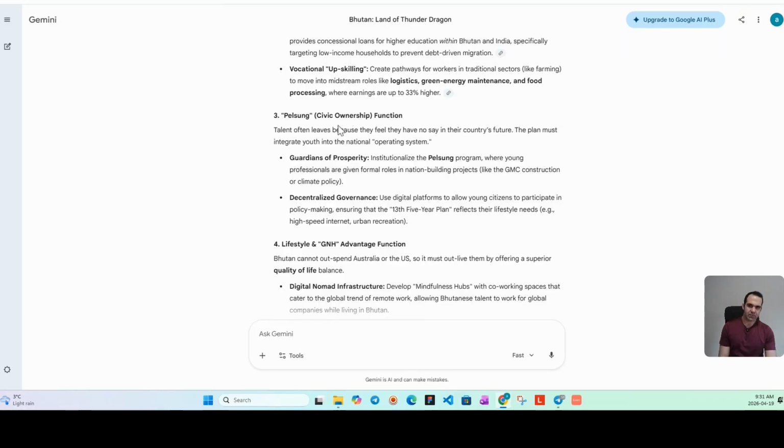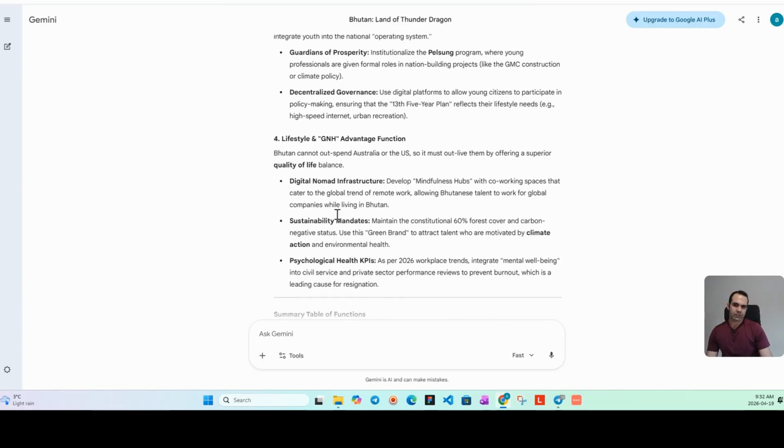Pillar's civic ownership function. Talent often leaves because they feel they have no say in their country's future. The plan must integrate youth into the national operating system. Guardians of prosperity, institutionalized decentralized governance. They use digital platforms to allow young citizens to participate in policy making, ensuring civic ownership. I didn't get that one.